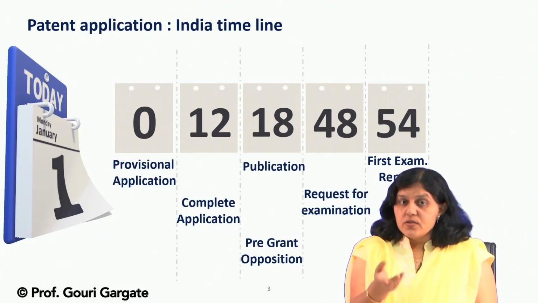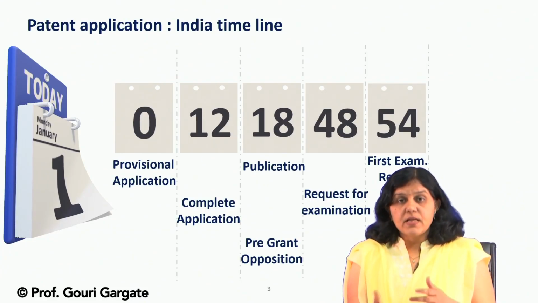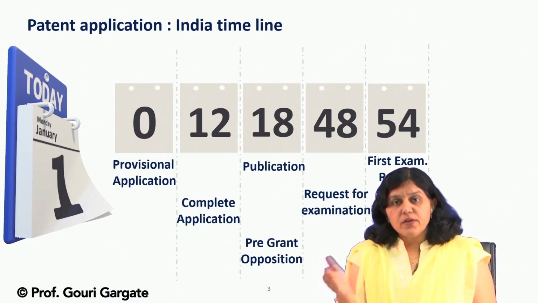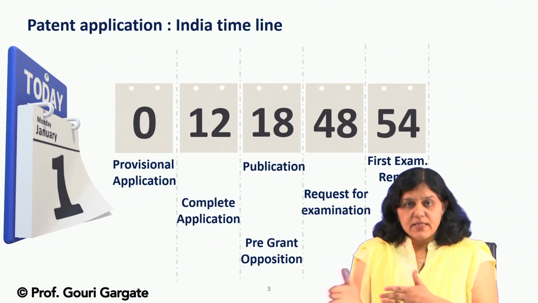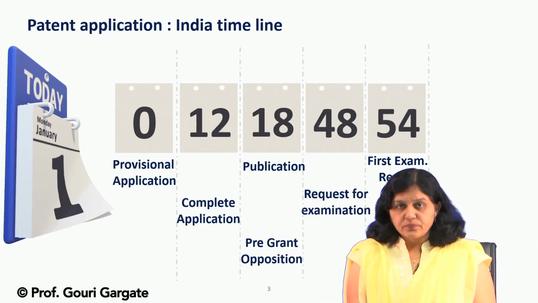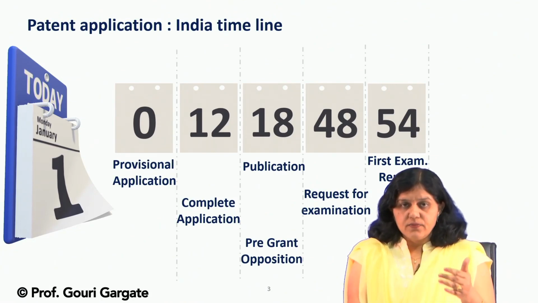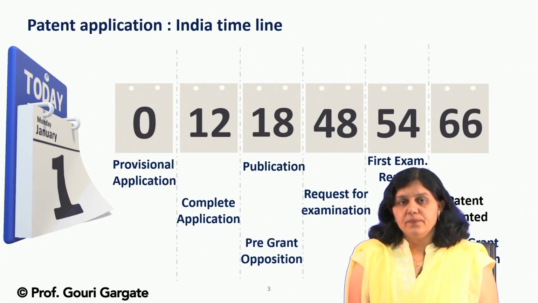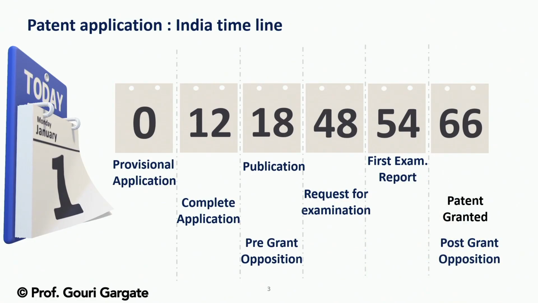Why? Because if somebody files the examination request at the end of 48 months, then obviously after 48 months, the next 3 years you have to wait for the examination. So, the numbers, that is 54 and the next, that is 66, are tentative here. It may change depending on the date of filing of the examination request.